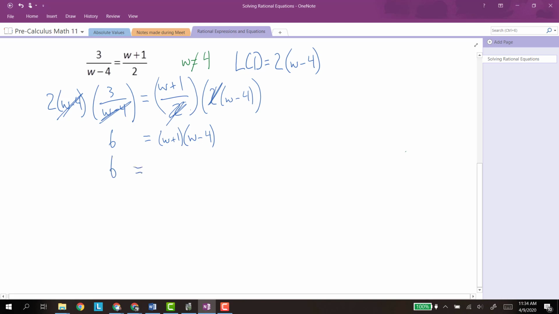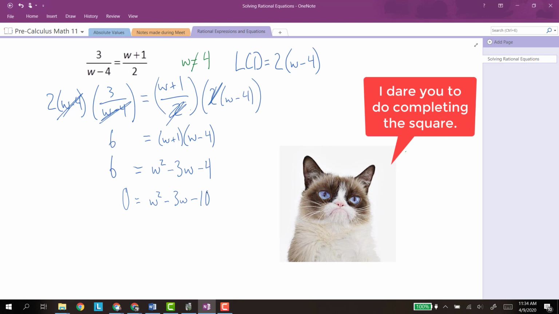So we'll have 6 equal to, if we expand this out, we're going to get w squared minus 4w plus 1w, so that's minus 3w and then minus 4. Solve a quadratic equation. If you don't know how to do that yet, see chapter 4. Minus 3w minus 10. We could solve this by graphing. We could solve this by factoring. We could solve this by completing the square. We could solve this by quadratic formula. You know which one to do.